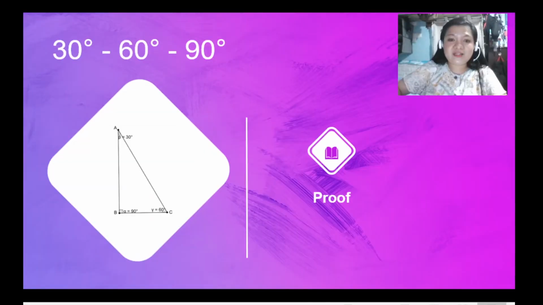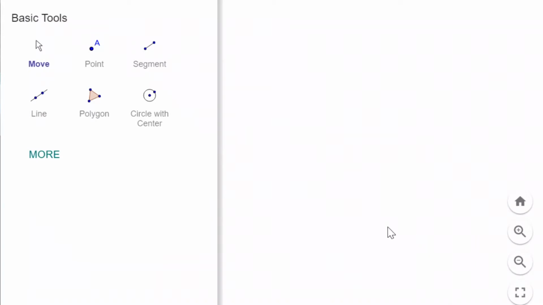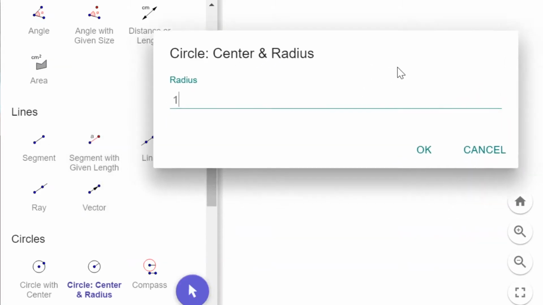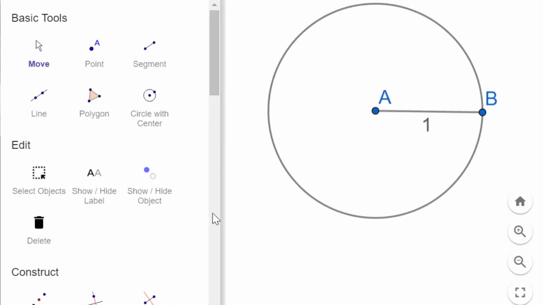Now, let us identify the length of the legs and the hypotenuse using GeoGebra. First up, we have to create a unit circle. Again, a unit circle is a circle with radius 1. Now, let us draw a 60 degree angle. Okay, so again, you see here that the radii are all 1 unit because this is a unit circle.